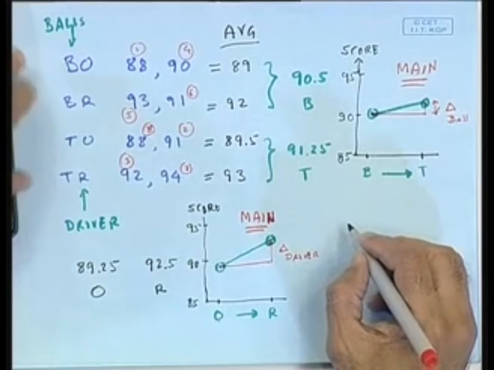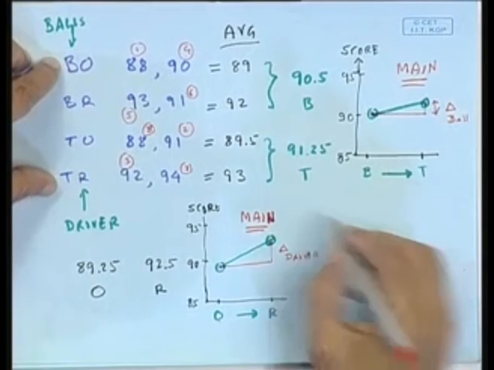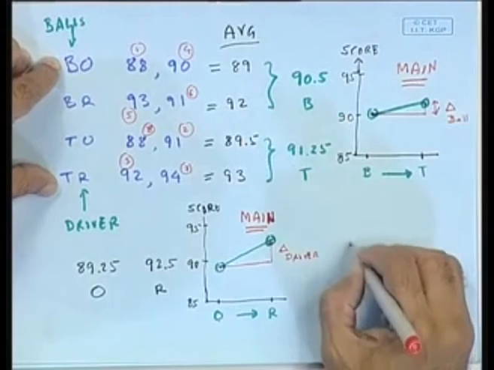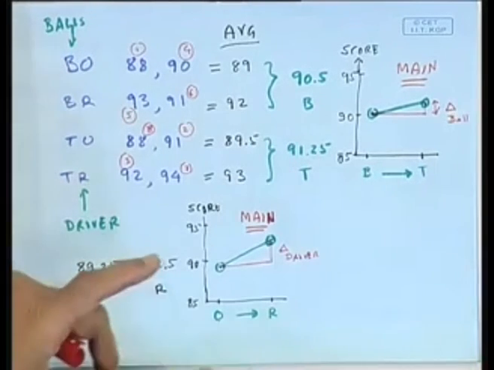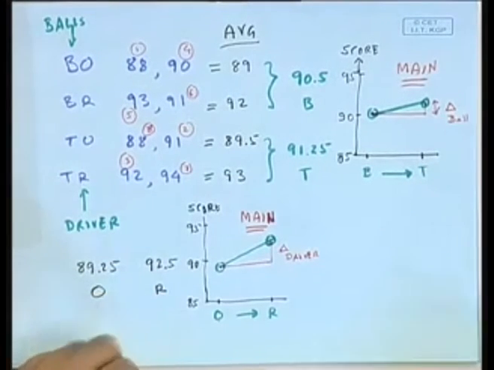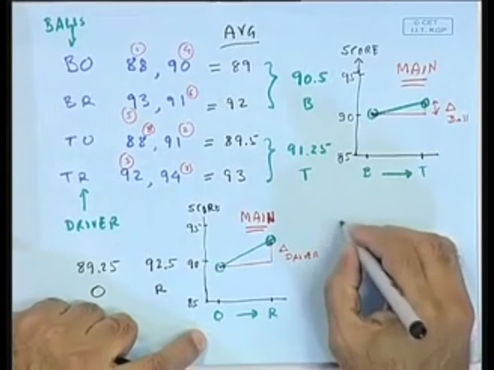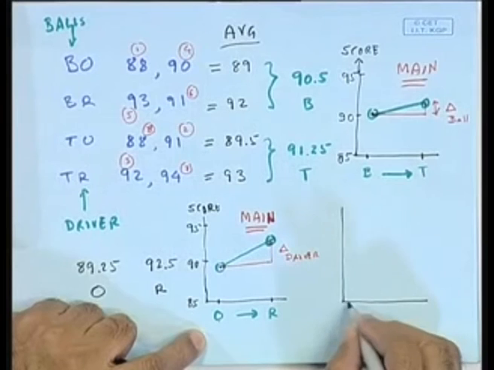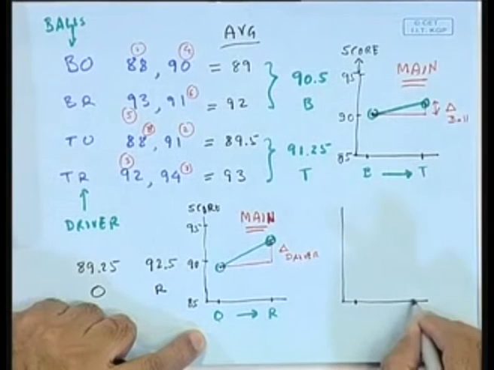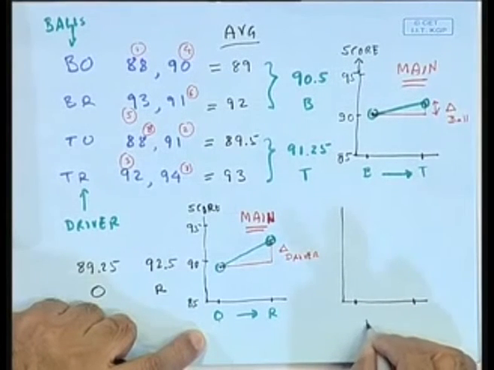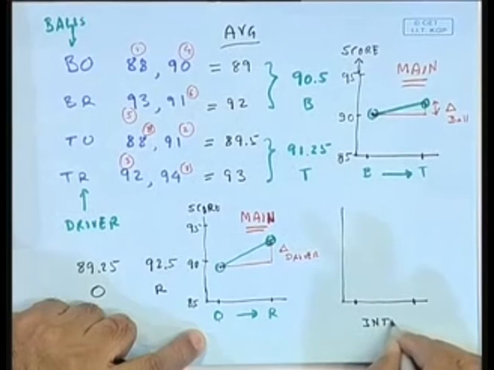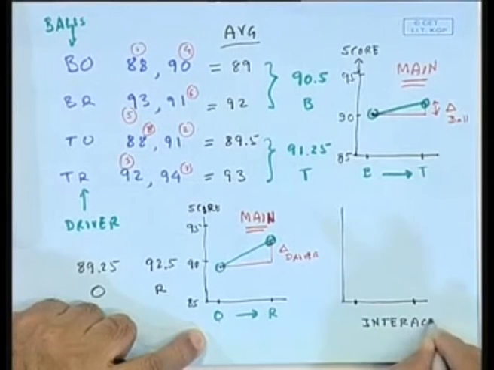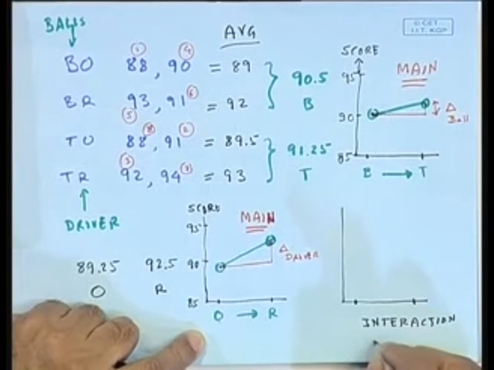I'm just going to be plotting that directly. So, let me just get my scale here first. I'm going to be plotting this time the interaction between the two. So, my scale here is interaction low and high. And I just call it interaction. And this interaction is going to be now between ball and driver.